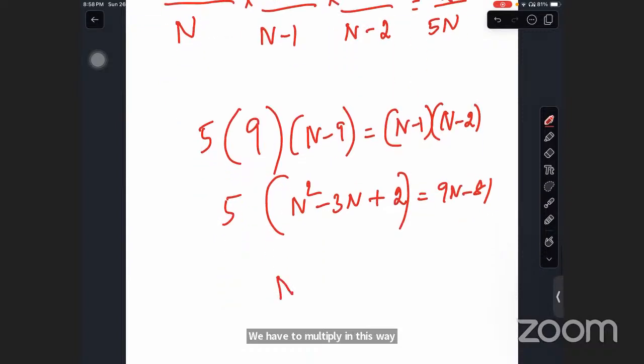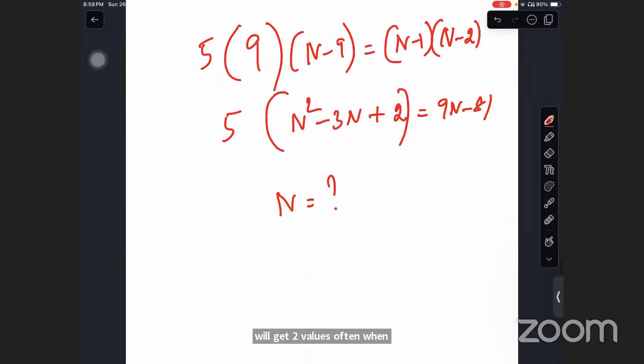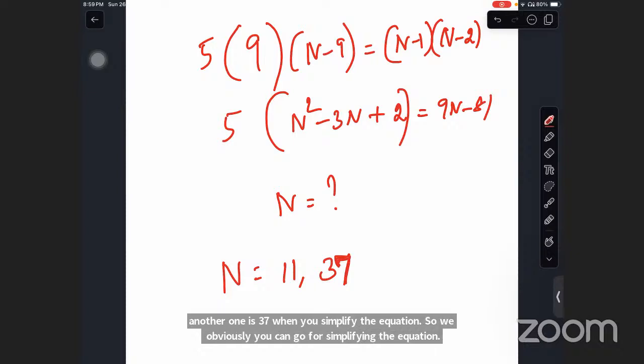Now here we have to calculate the possible values of n. So basically here you will get 2 values of n when we simplify this equation. So one is n is equal to 11, another one is 37 when you simplify the equation. Now both the values obviously cannot be taken.